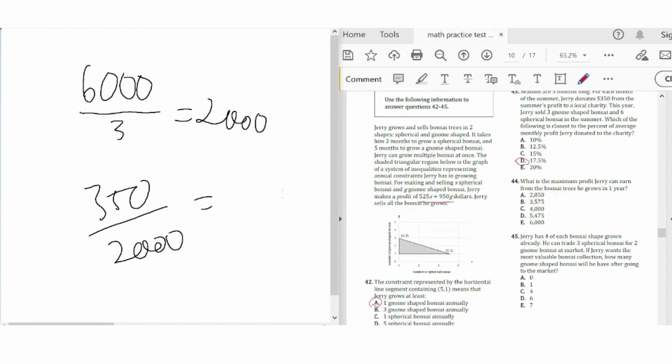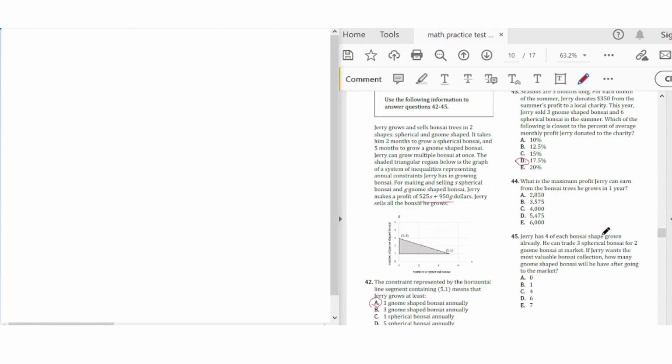Moving on to 44. What is the maximum profit Jerry can earn from the bonsai trees he grows in 1 year? Okay, so to evaluate this problem, we have to look at this graph right here. So the maximum profit is going to be either when he maximizes the number of spheres that he grew or the number of gnomes that he grew. So we have to look at the endpoints of this graph to figure it out.